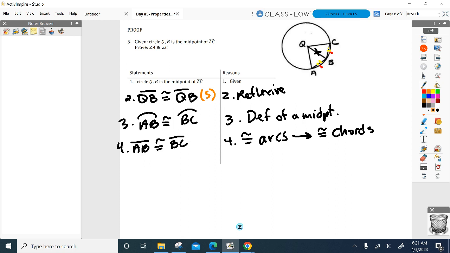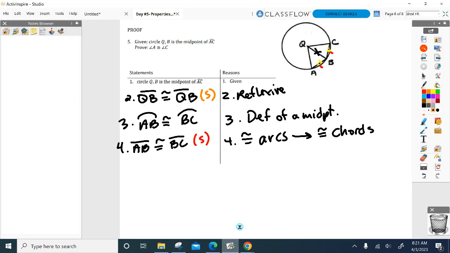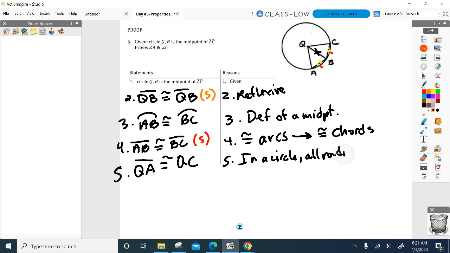There's another pair of sides. How about QA and QC? What are those? Everyone always overlooks those, but they're staring right at you. Anna, what do I call QA and QC? Radii. And if they're in the same circle, they're always congruent. QA congruent to QC, in a circle all radii are congruent.